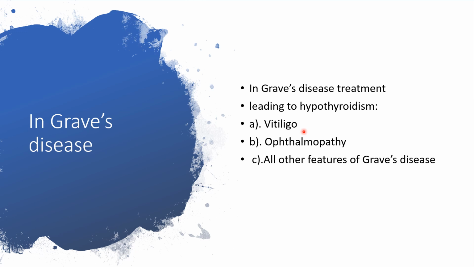Remember, vitiligo will be the dermatological sign that we are dealing with an autoimmune condition. And when you find one autoimmune condition, you are likely going to find more autoimmune conditions. Of course, there will be ophthalmopathy. All other features of Graves' disease will be present, but then you are dealing with hypothyroidism. Not that Graves' disease is directly causing the hypothyroidism, but your treatment in Graves' disease.